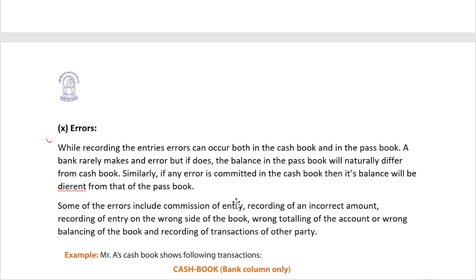Point number 10. When recording the entries, errors can occur both in the cash book or in the passbook. A bank rarely makes a mistake or error, but if it does, the balance as per the passbook will naturally differ from the cash book. Similarly, if the error is committed in the cash book, then the balance will be different from that in the passbook.